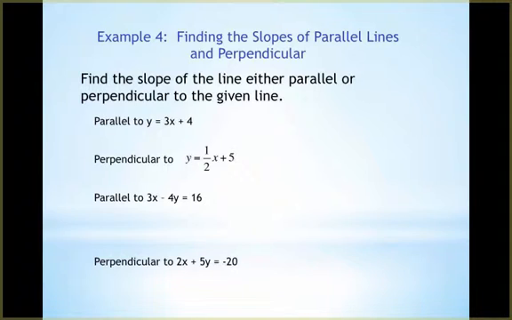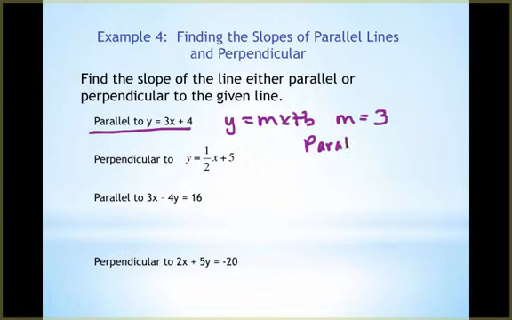So we want to find the slope of the line that is either parallel or perpendicular to the given line. So I want the line that's parallel to y equals 3x plus 4. Well, since we are in slope-intercept form, we know that the slope would be 3. So the slope that would be parallel to that would also have to be 3, because parallel lines have the same slope.